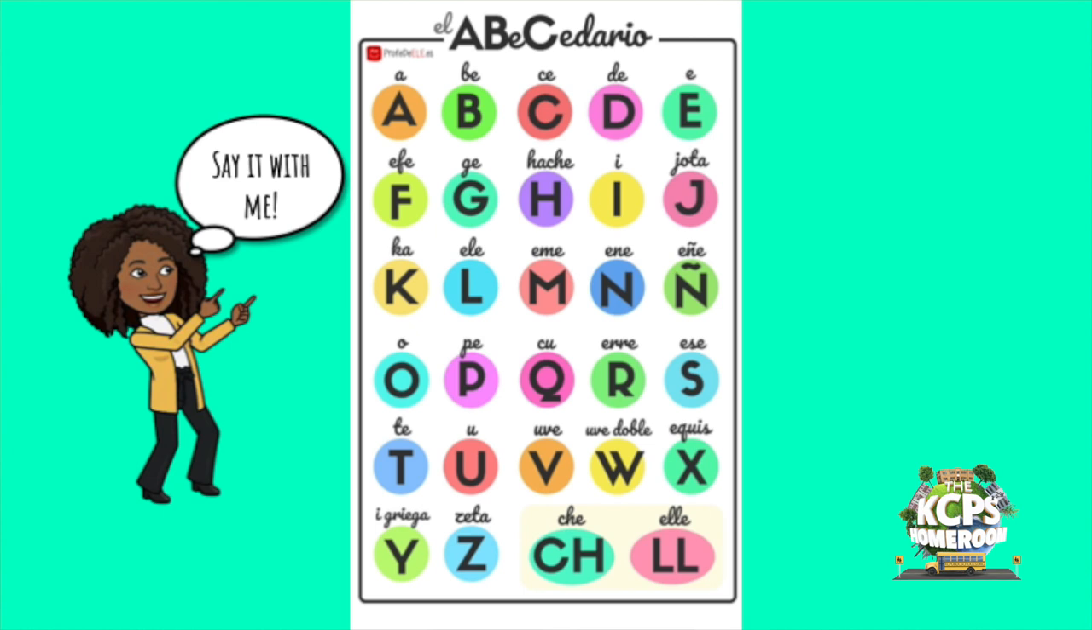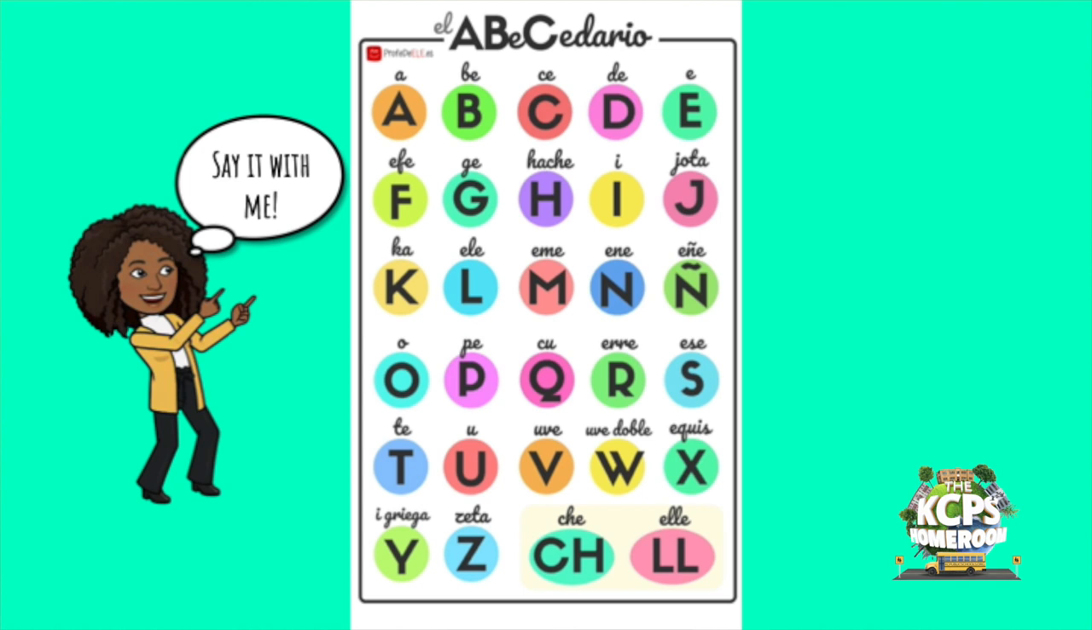Q, R, S, T, U, V, W, X, Y, Z. You'll realize that there are two additional letters here that do show up in the Spanish language. So repeat. And then we've got Ch. Those are the two L's. Ll.